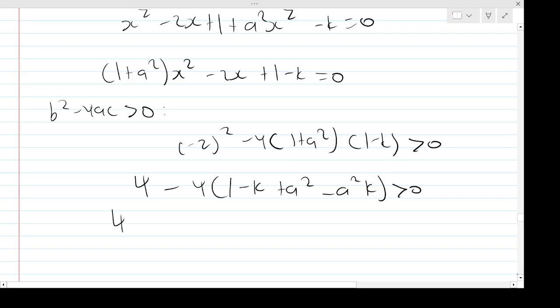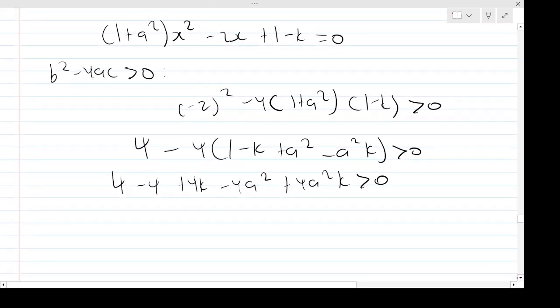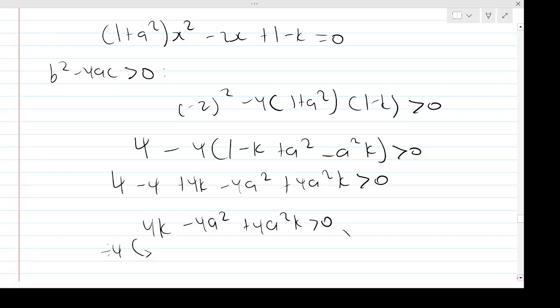So then that's minus 4 times minus k, which is plus 4k, minus 4 times a squared is minus 4a squared, minus 4 times minus a squared k is plus 4a squared k, above 0. And actually we can simplify this because the 4s cancel out, and we're left with 4k minus 4a squared plus 4a squared k is greater than 0. And we can also divide both sides by 4 to simplify it even further.